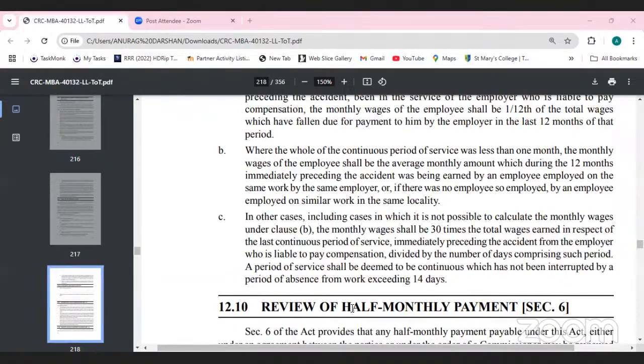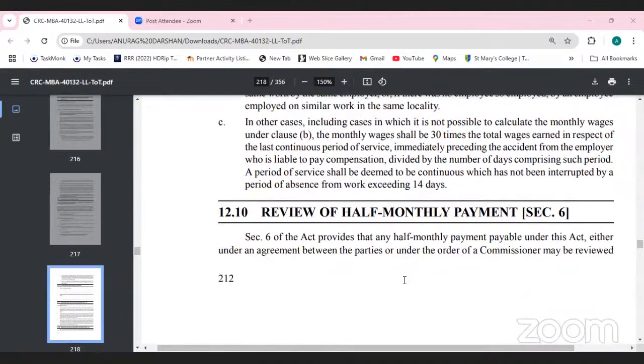So, a period of service shall be deemed to be continuous, which has not been interrupted by a period of absence from work exceeding 14 days. Then it is considered as a continuous period of work.